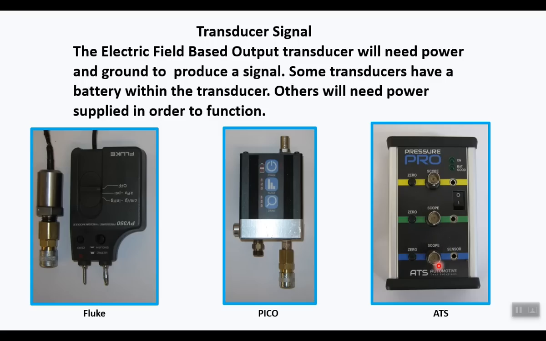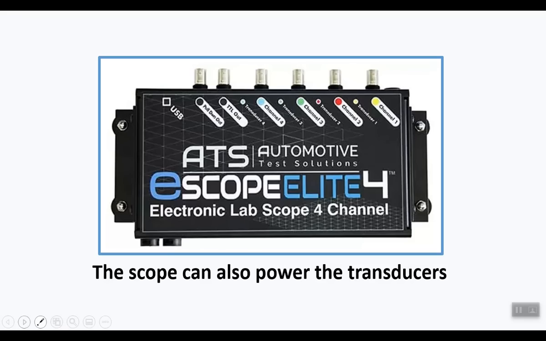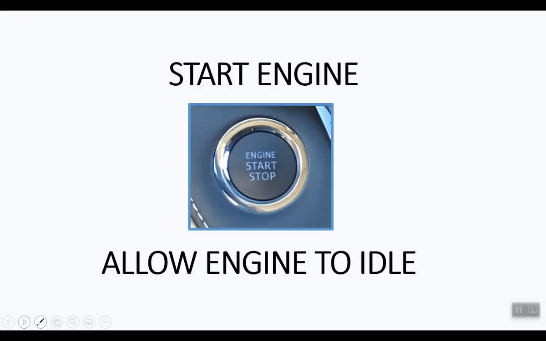I can use three sensors at one time, and that's really going to be beneficial, as you're going to see. The ATS scopes have pressure ports in the back of the scope, so if I plug in the pressure sensor, it will automatically give power and ground and get a reading from that. It's very beneficial, and it's easier to use pressure transducers. The system was made for automotive use.